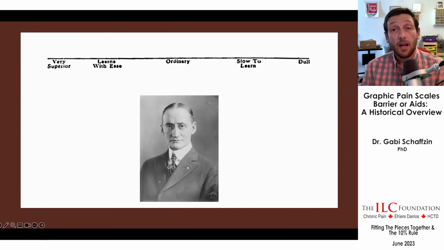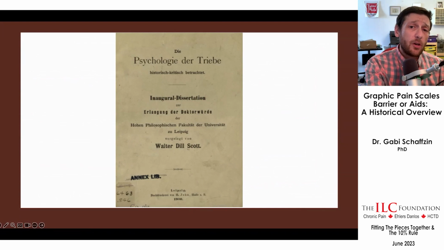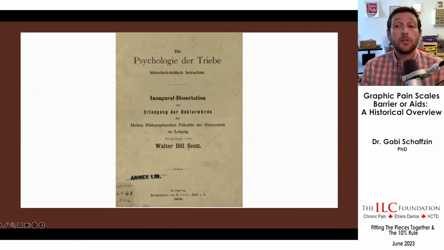Scott's background in psychology was rooted in his doctoral work with Wilhelm Wundt at the University of Leipzig at the turn of the century. Wundt, who is best known as the founder of experimental psychology, opened the first laboratory for psychological studies in 1879.